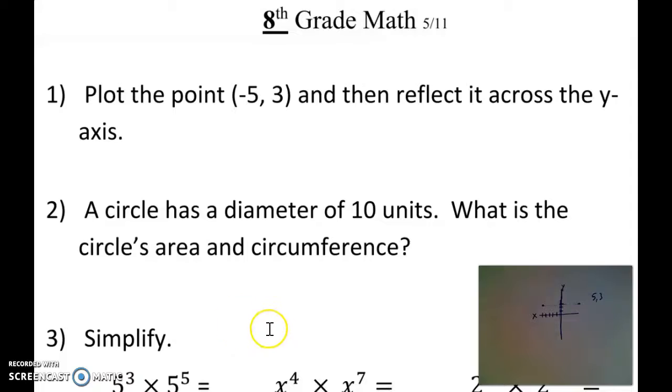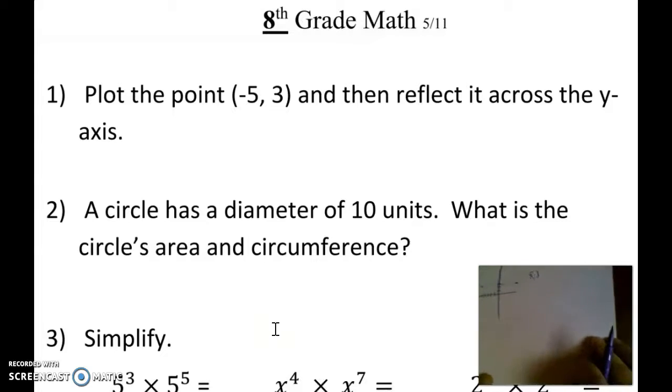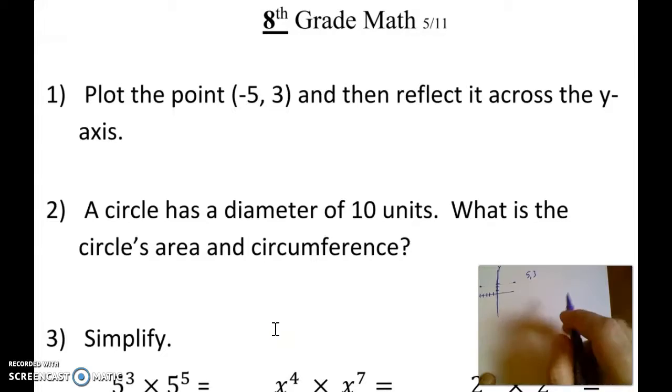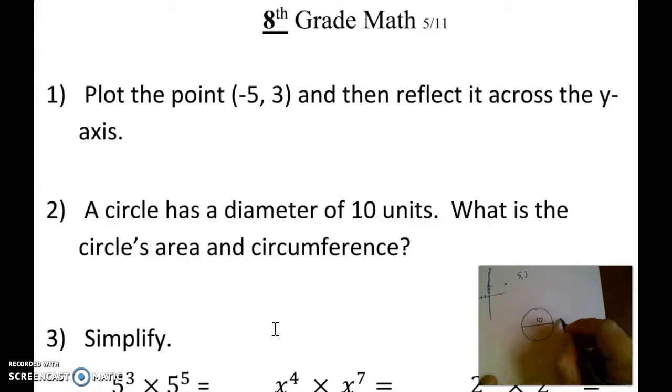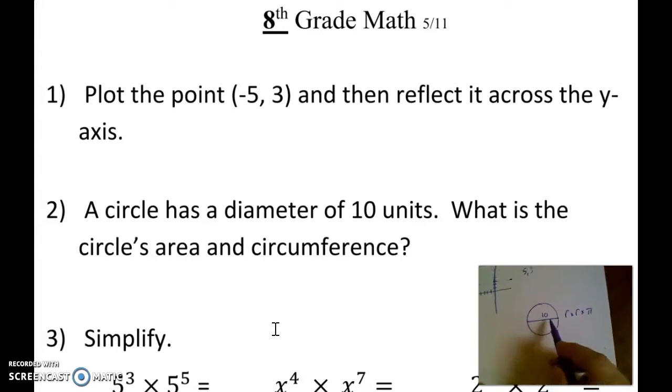Number 2, a circle has a diameter of 10 units. What is the circle's area and circumference? So diameter implies the entire distance across the circle going through the middle. The formula for the area of a circle is the radius times the radius times pi. So you have to understand that the radius means halfway across.